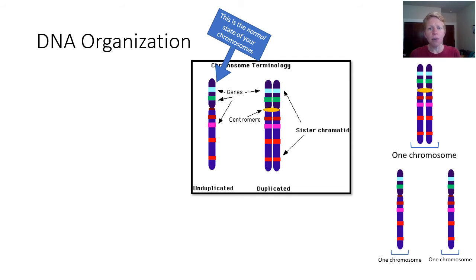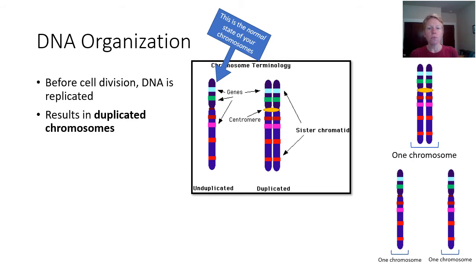So DNA organization, before a cell can divide, part of that cell cycle during interphase is the S phase, and that's super, super important. What's happening during the S phase is DNA synthesis. Each chromosome is making an exact copy of itself. So this results in what we call a duplicated chromosome. Now, most of the time, our chromosomes are not duplicated. So the normal state for our chromosomes is this unduplicated state.